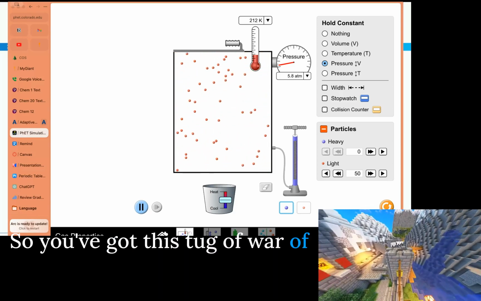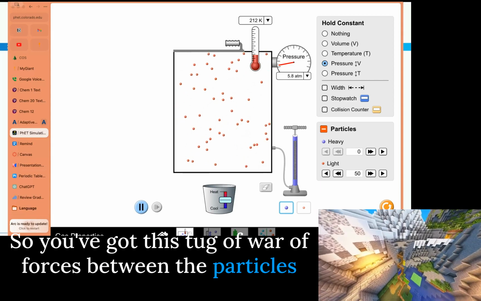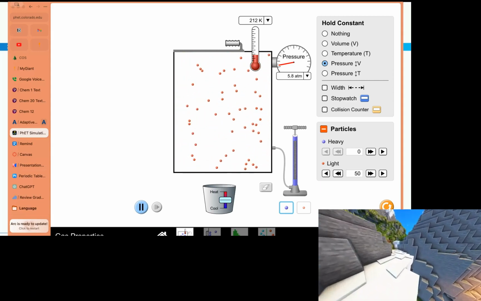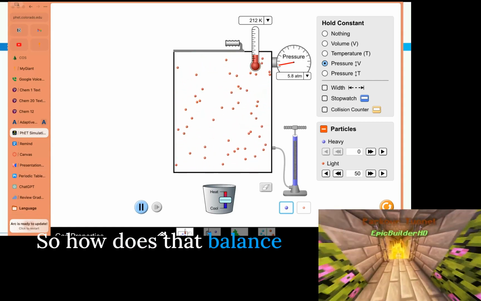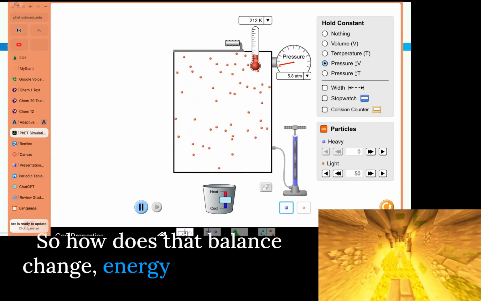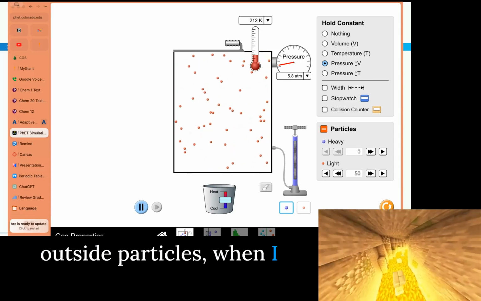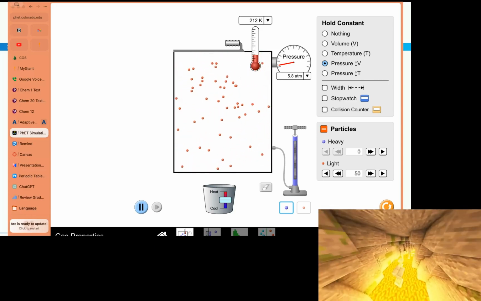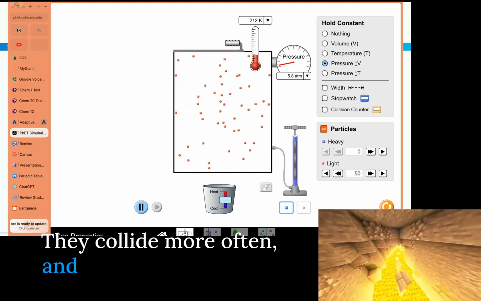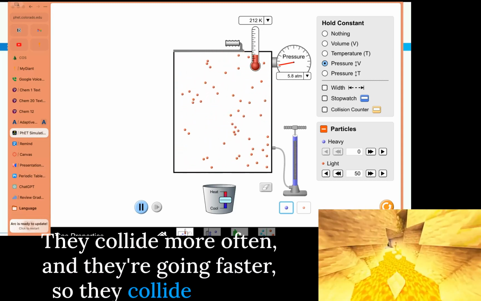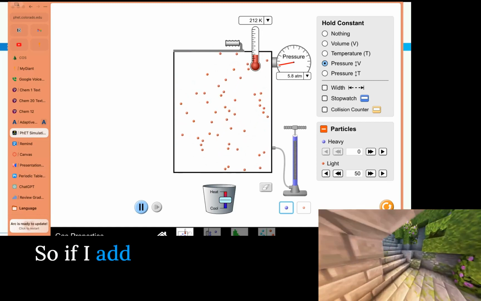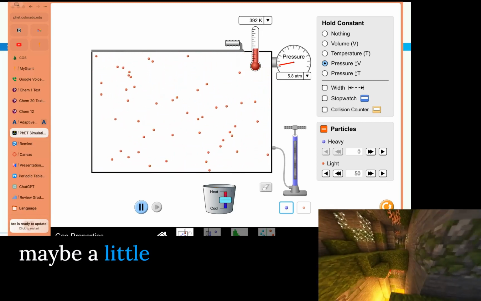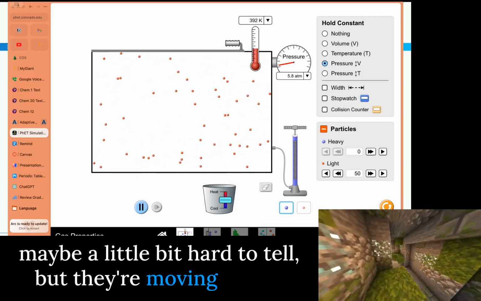So you've got this tug of war of forces between the particles, air particles colliding with the inside and air particles colliding with the outside. So how does that balance change? Energy of the inside particles, energy of the outside particles when I heat up my square balloon. They collide more often, and they're going faster, so they collide harder. So if I add heat to this, if I can add enough heat, it's maybe a little bit hard to tell, but they're moving faster.